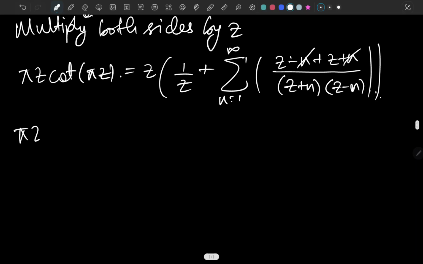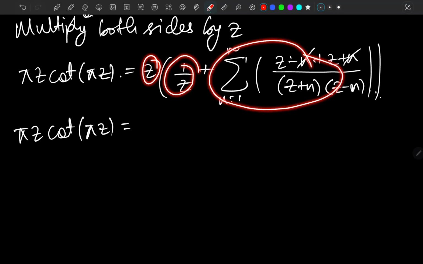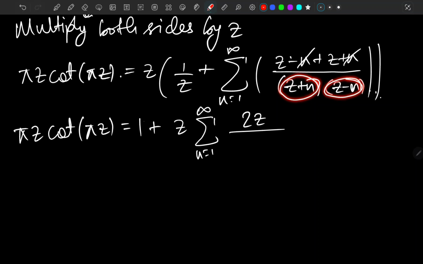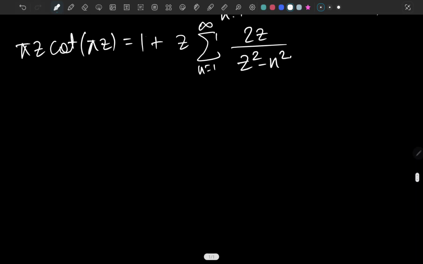So far we are having that much. And now pi z cotangent of pi z equals, I'm going to multiply this z to these two expressions, right? So z times 1 over z is going to be 1 obviously, and it's z times the sum as n goes from 1 to infinity. Here we got rid of n, and we are having z plus z, which is 2z, right? So 2z over z plus n times z minus n, so it's z squared minus n squared. Yeah, it's fine, right?